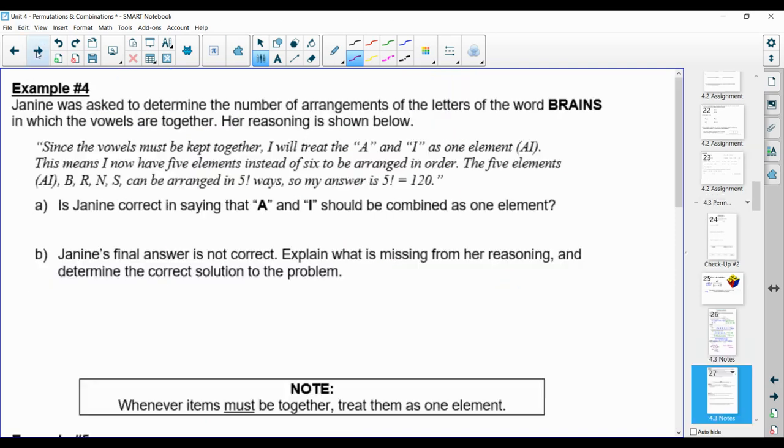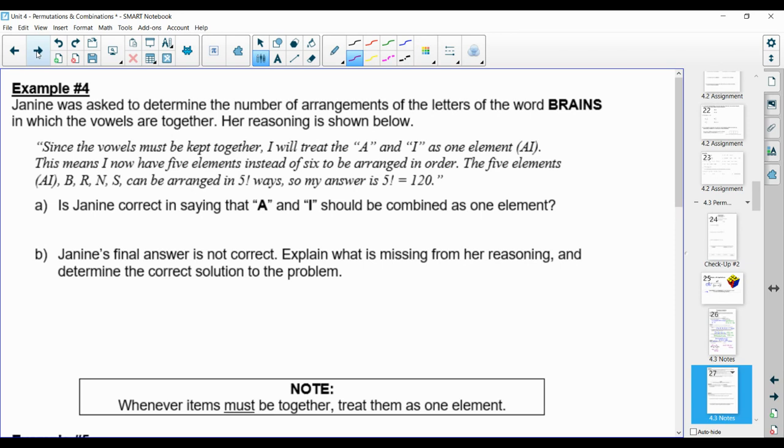All right, so we're going to look at an example here where someone has tried solving the problem. They've given their explanation, and we want to see if they've done it correctly. So it says Janine was asked to determine the number of arrangements of the letters of the word brains in which the vowels are together. And so we just talked about that in the last group, where we're going to take those vowels and group them together as their own group. And she lists her reasoning here as below.